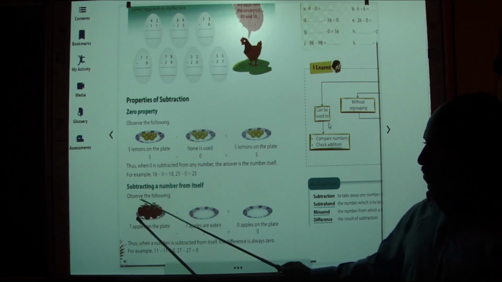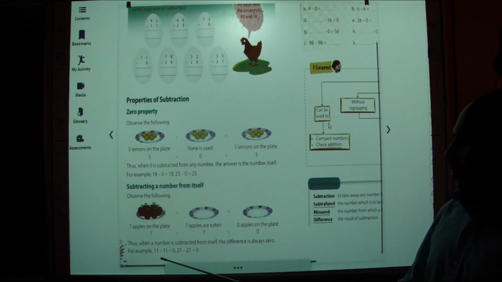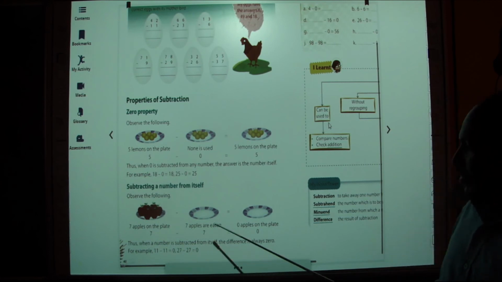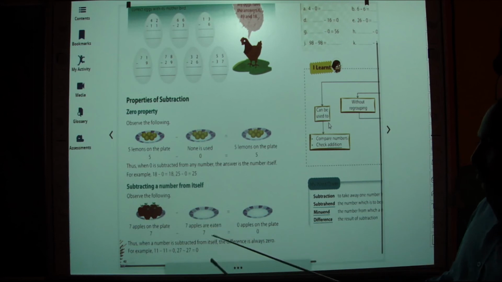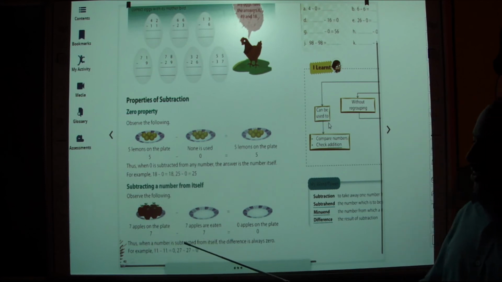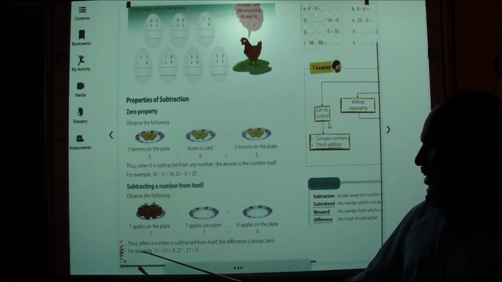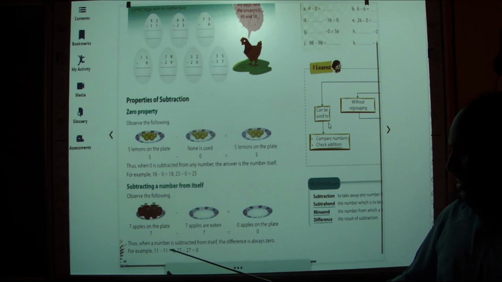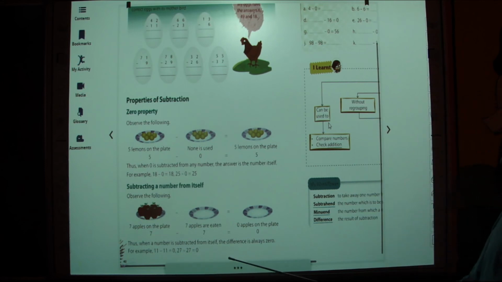The next one, the second part, subtracting a number from itself. Observe the following. Here 7 apples are there. Here 7 apples are eaten. So here it is empty. 7 minus 7 is equal to 0. Thus, our definition is: when a number is subtracted from itself, the difference is always 0.